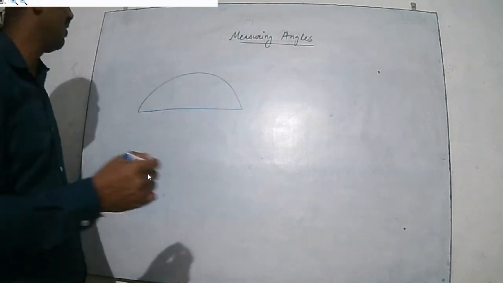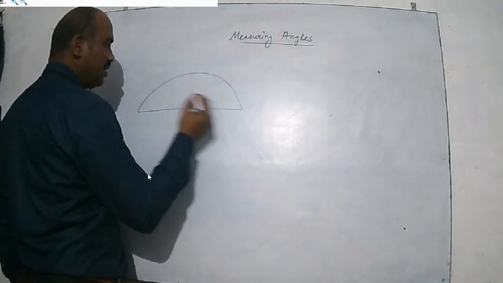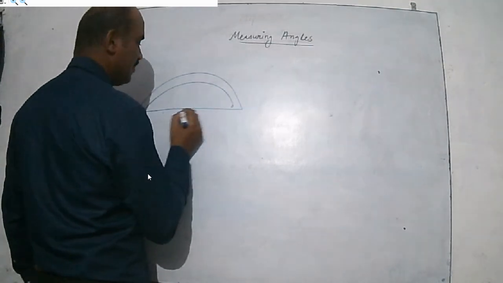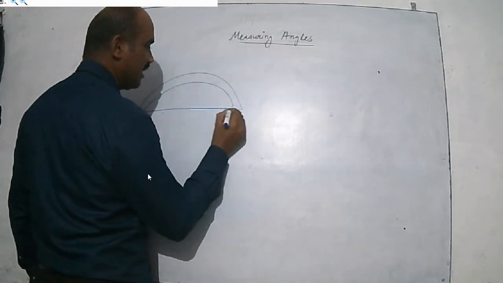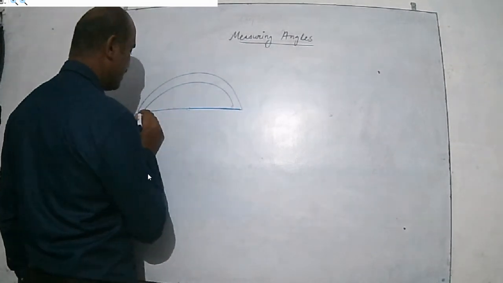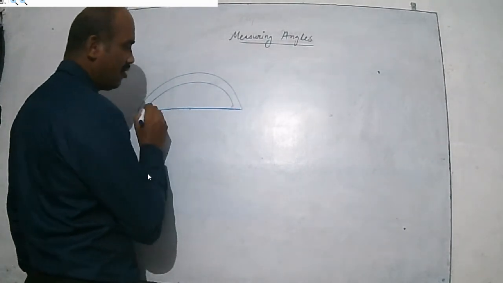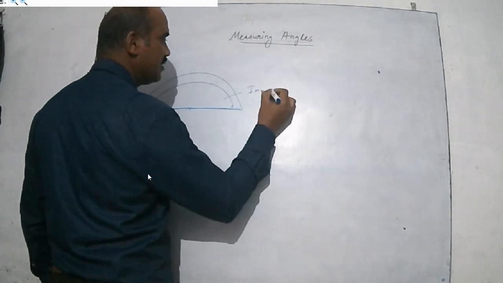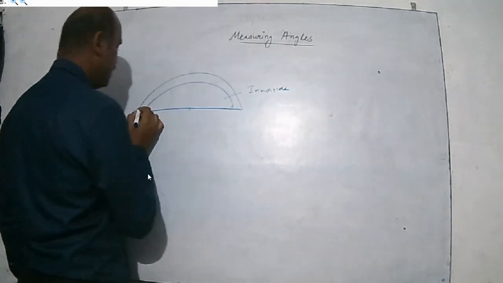In this protractor, there are two sides. One is the inner side. Okay, this is called our baseline here. This is your inner side, and this is your outer side.